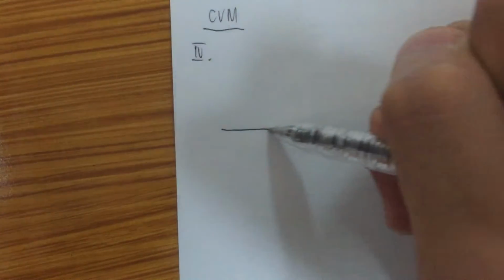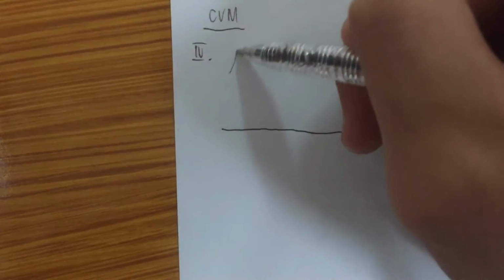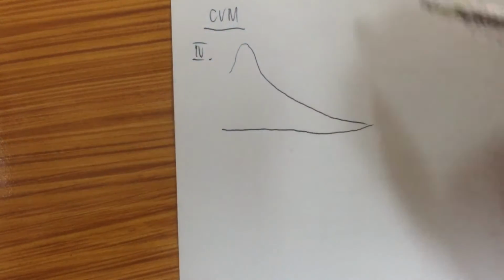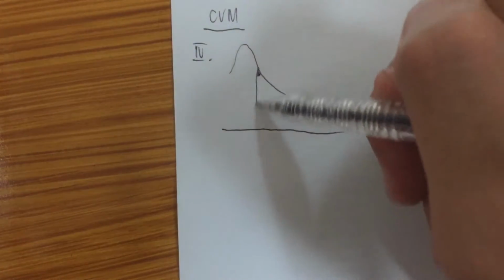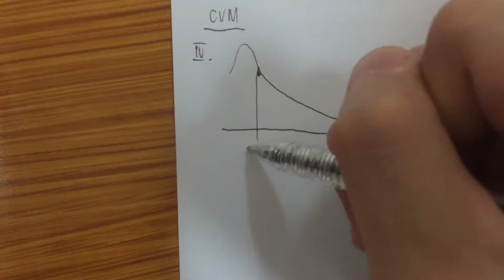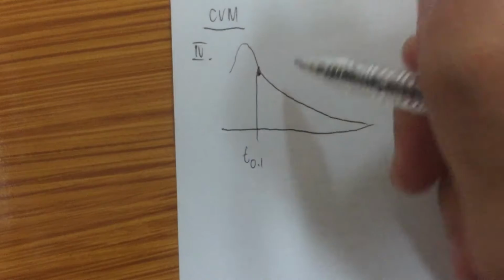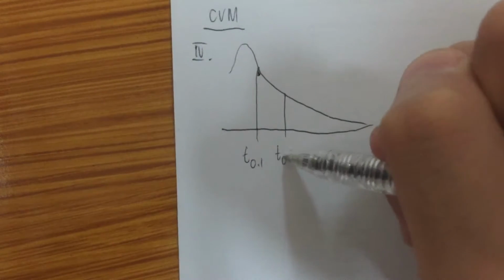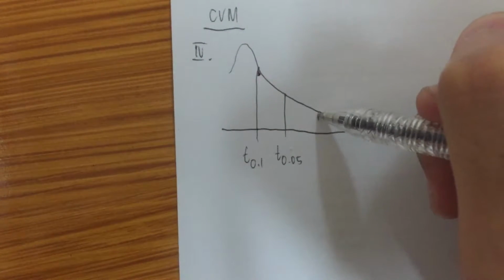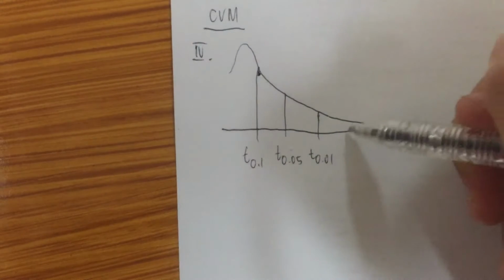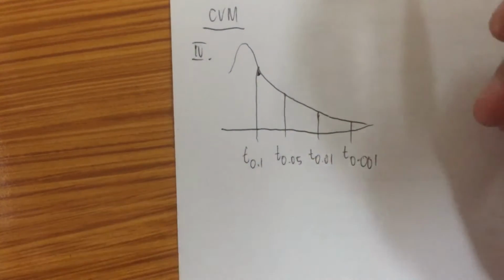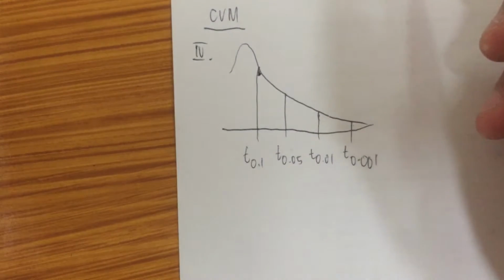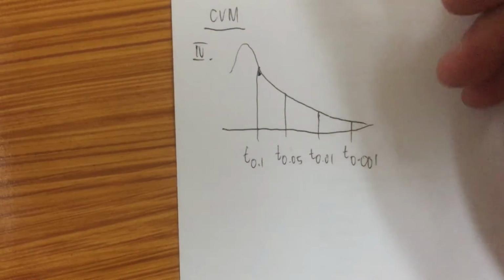If this is your curve, then we have one critical value for every value of alpha. We have one for 10%, so we write that as t sub 0.1. We also have one for 5%, t sub 0.05. We also have t sub 0.01 and t sub 0.001. Now we can determine these t-scores from the t-table.